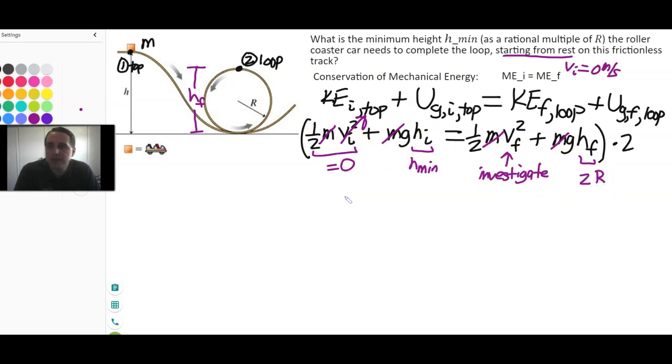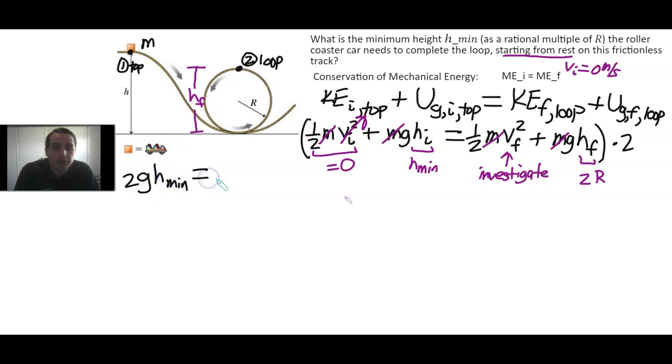So let's rewrite this equation in a much more condensed form. Okay? So the conservation of energy equation should become, multiply the equation through by 2, and this first term went away. So we just have 2g h minimum is equal to, let's see, V final squared plus 2 times G times 2R.